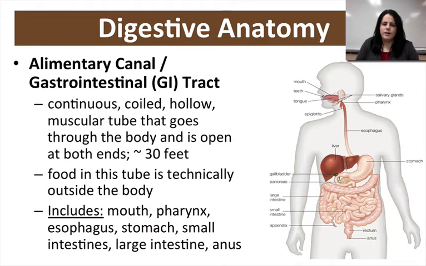So the alimentary canal, or the GI tract, starts at the mouth, and then it goes to the pharynx, then into the stomach, to the small intestine, to the large intestine, and the last part of the large intestine is the anus, which is the exit point. And we're going to talk about all these parts of the GI tract and some accessory organs along the way that help in the digestive process.